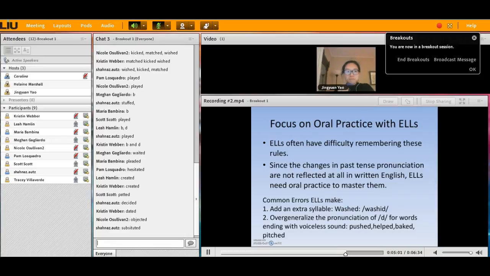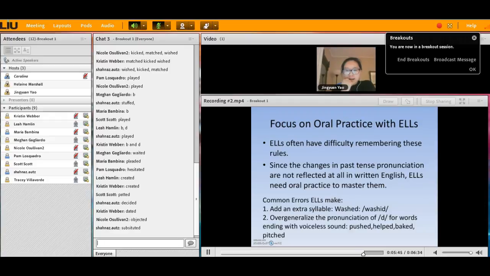So we need to focus on oral practice with ELs. ELs often have difficulty remembering these rules. Since the changes in past tense pronunciation are not reflected at all in written English, ELs need oral practice to master them. So we need to focus on oral practice, like give them something to say, something to read, instead of asking them to write things. The common errors ELs make, and I got these from my friends, and I also make these kinds of errors when I talk.